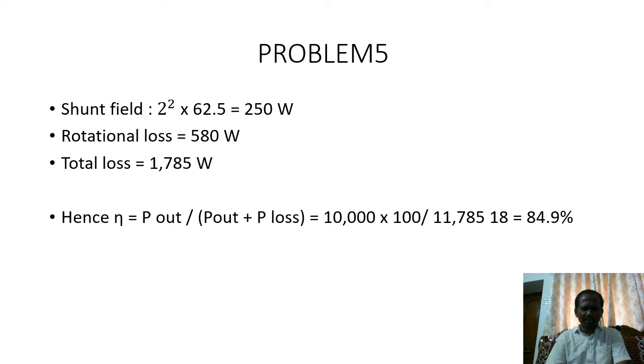Input power is equal to output power plus total losses. The actual definition of efficiency is the ratio of output power to input power, P out by P input. P input is equal to output power plus total losses. So all this you can substitute, and you will get 84.9% efficiency. What is the efficiency? 84.9%. Right.